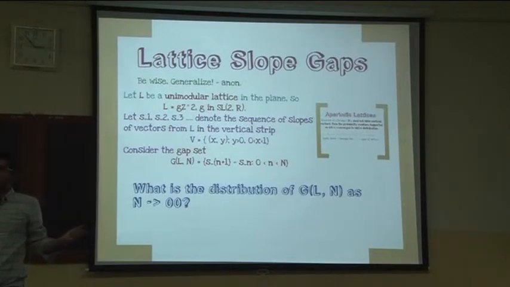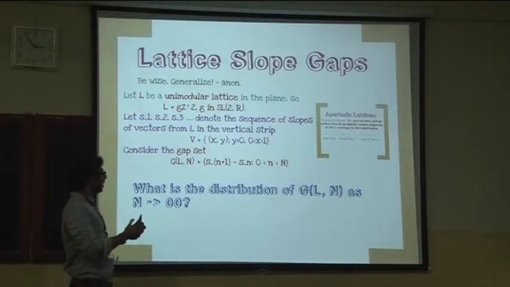Why not ask this question for any lattice? You hand me a lattice in the plane. I look at the vectors with horizontal component at most 1, and I look at the differences in slopes. That's a general version of this question that one can ask. What's the distribution of differences of slopes?